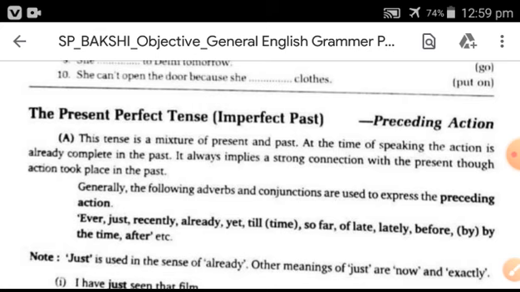I hope this is clear, and let us try to understand it more clearly and become more familiar with this tense, because this is the tense you have to focus on. So let's try it with an example.